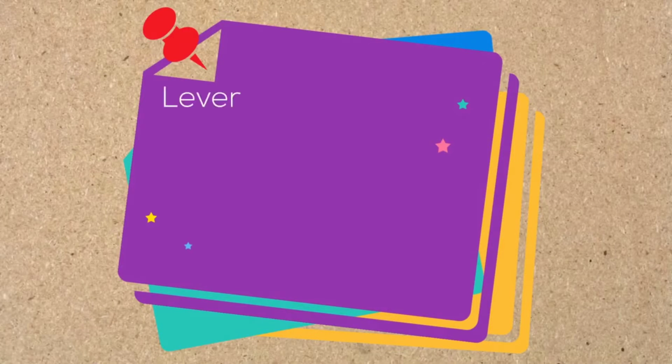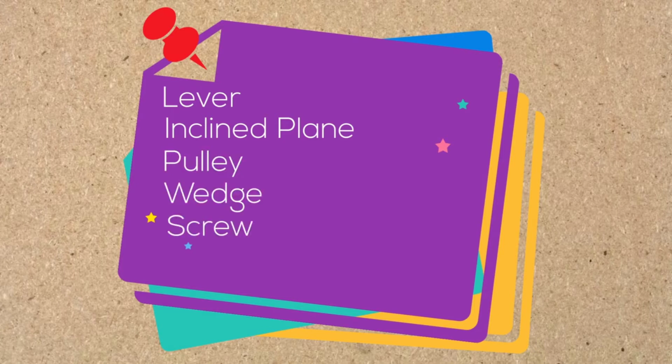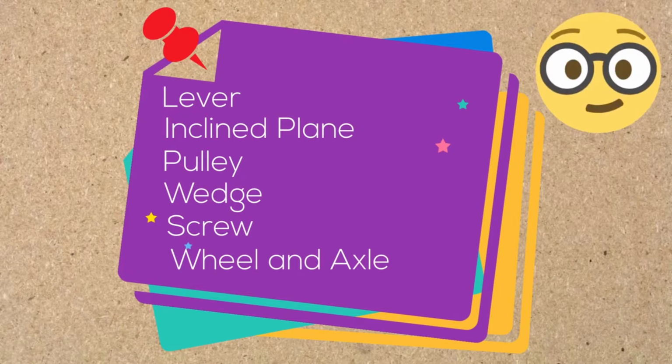There are 6 classes of simple machine: the lever, the inclined plane, the pulley, the wedge, the screw, and of course the wheel and the axle. You find the simple machines around you every day.